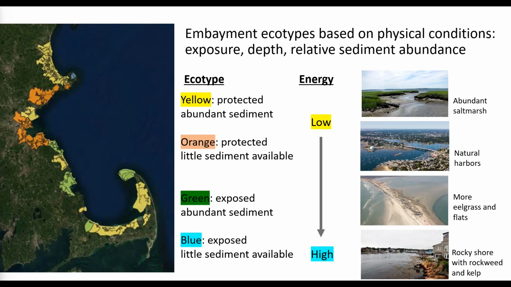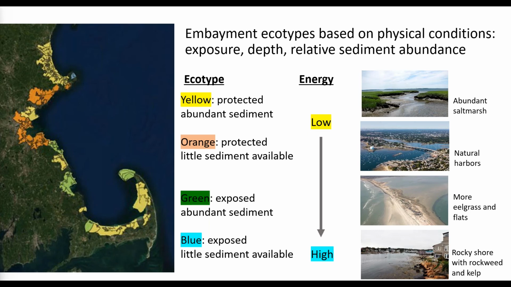The orange ecotype embayments are also relatively protected and low energy, but with limited sediment available. These tend to form natural harbors and are usually urbanized, such as the Boston Harbor and Salem Sound areas in orange in the map. Embayments in the green ecotype are more exposed and subject to moderate energy waves. They have abundant sediment and tend to support more extensive eelgrass, or historically they did, and areas with tidal flats, such as Provincetown at the tip of Cape Cod Bay.